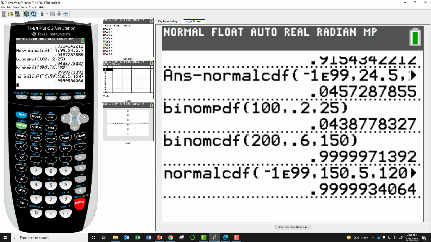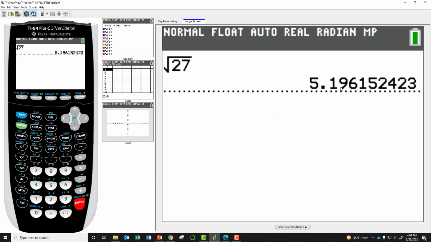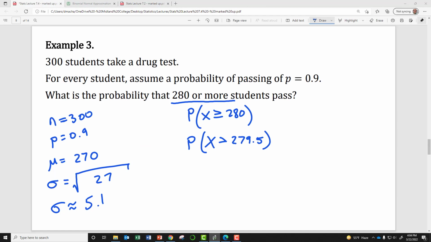If I weren't so lazy, I would get out my calculator and I would do second square root of 27 and see what I get. And it is, oh, it's actually more like 5.2 than 5.1. So I should be writing 5.2 here since I'm not lazy. Okay, so I've got a mean and a standard deviation. I've got what I should be using for my normal approximation.